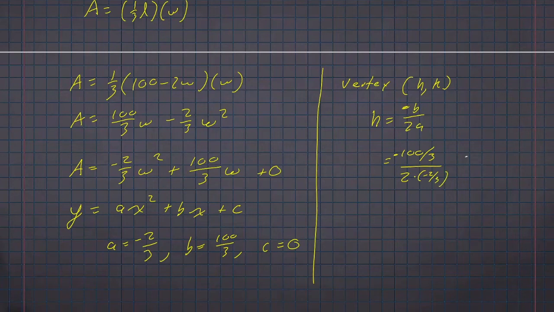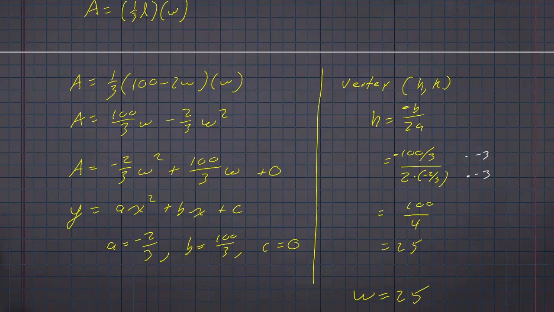Multiply top and bottom of the big fraction here by negative 3. Negative to get rid of the negative signs that are there, and 3 to get rid of the fractions in my fraction. And I get that the vertex occurs when my x coordinate, which is W in this case, is 25. So I need W to be 25.